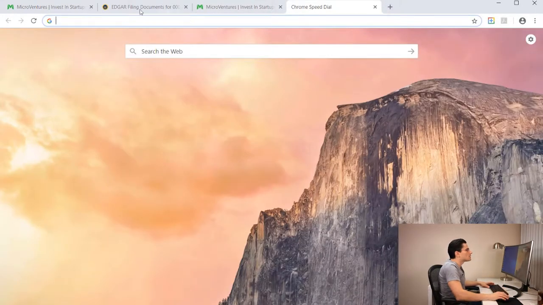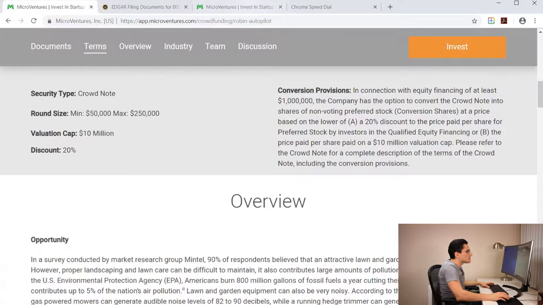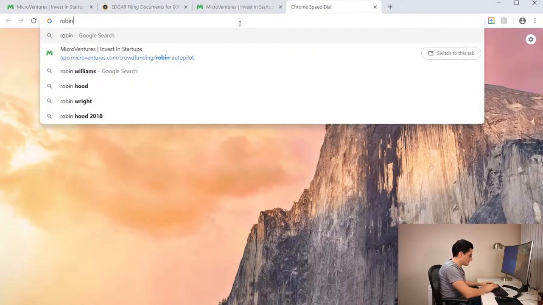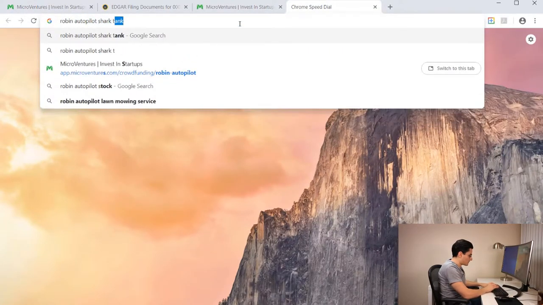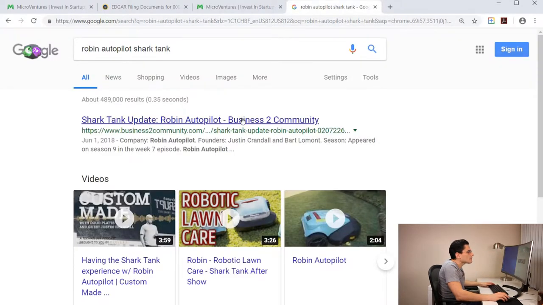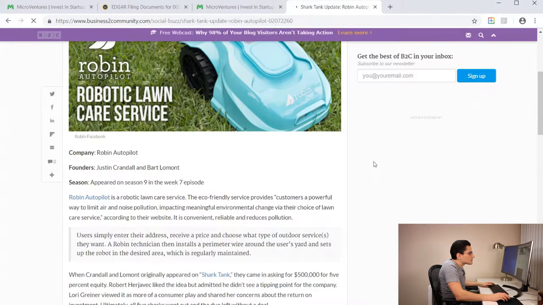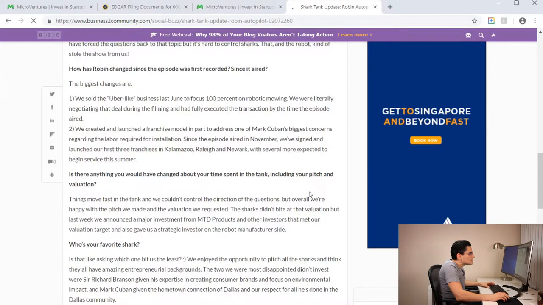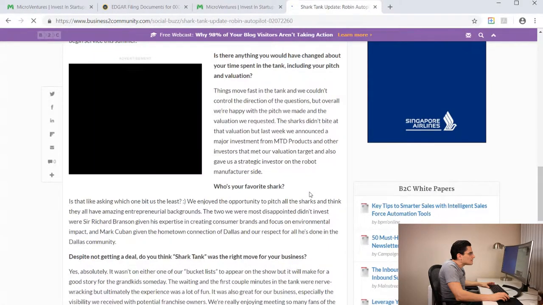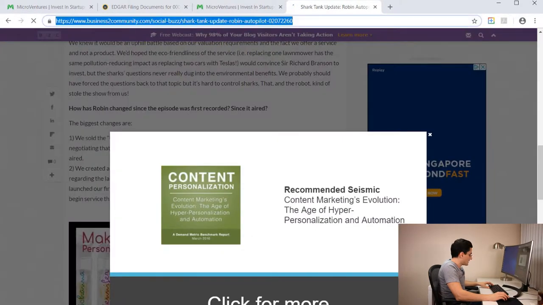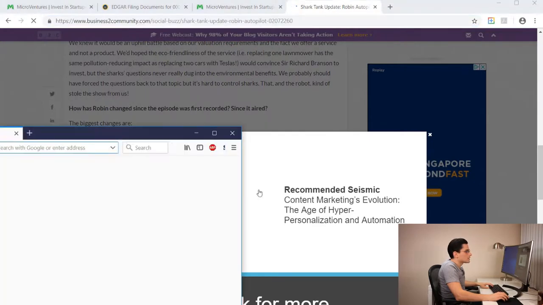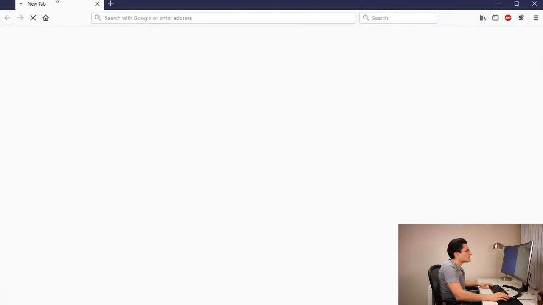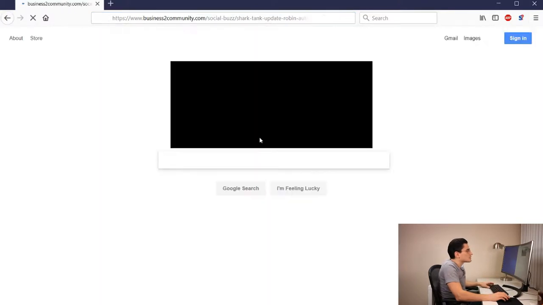So Robin Autopilot, let's just look this up. Shark Tank. Let's see what we got. Okay. I don't know what this website's all about, but oh my God, there's so many ads. I can't even look at this website. Website designers, you gotta stop this nonsense. This is beyond ridiculous. So we're gonna use this here.